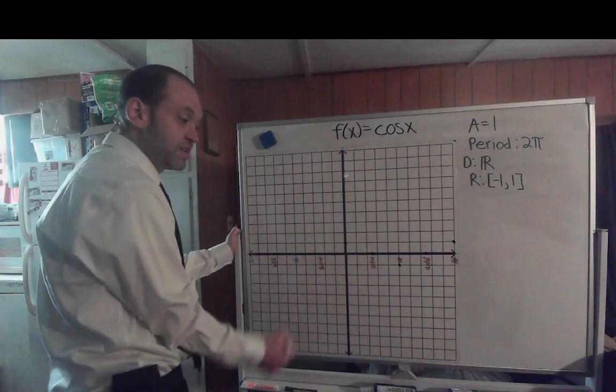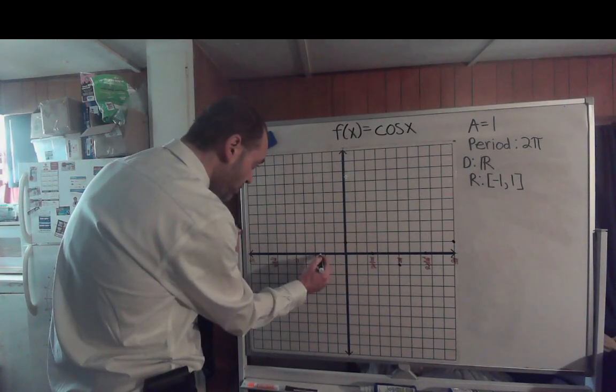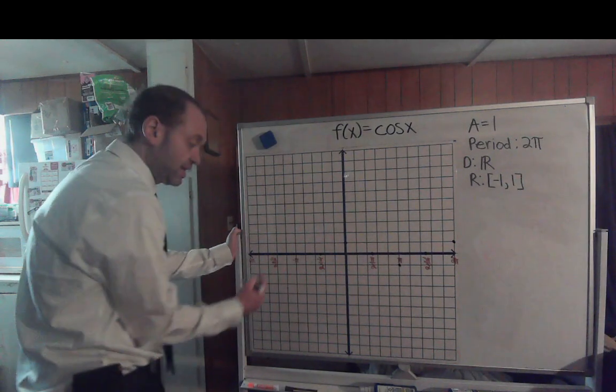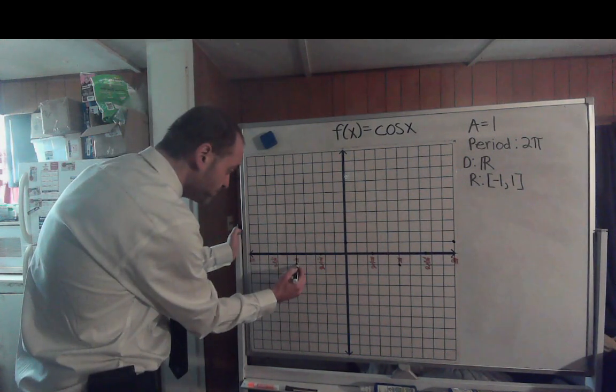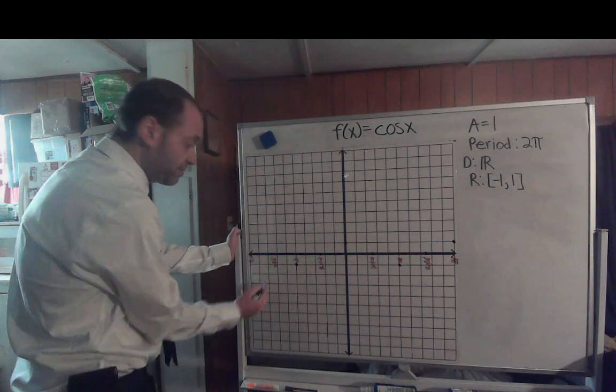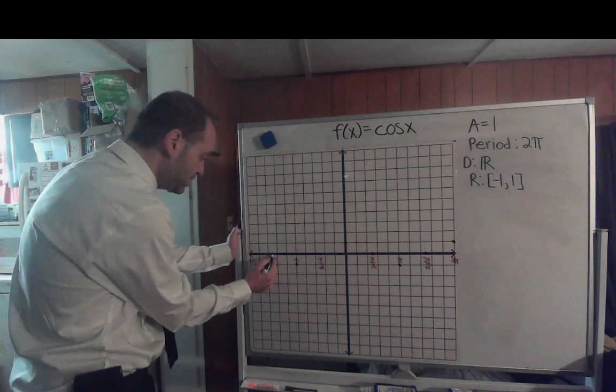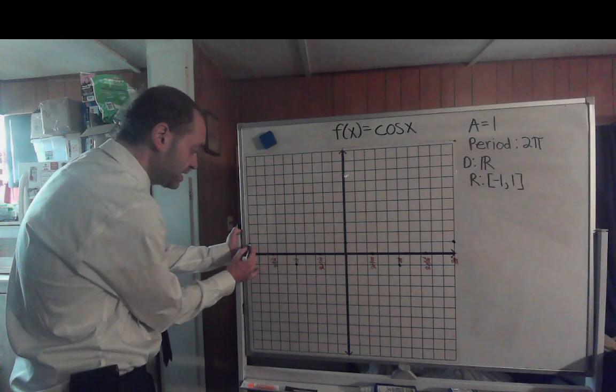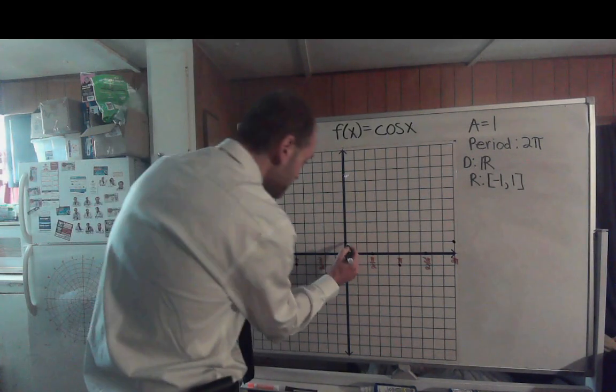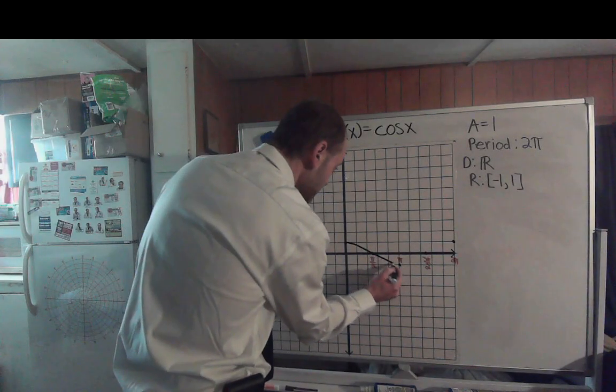Alright, the cosine of negative pi over 2 is 0. Cosine of negative pi is negative 1. Cosine of negative 3 pi over 2 is 0. And then the cosine of negative 2 pi is positive 1. So let's go ahead and graph this.